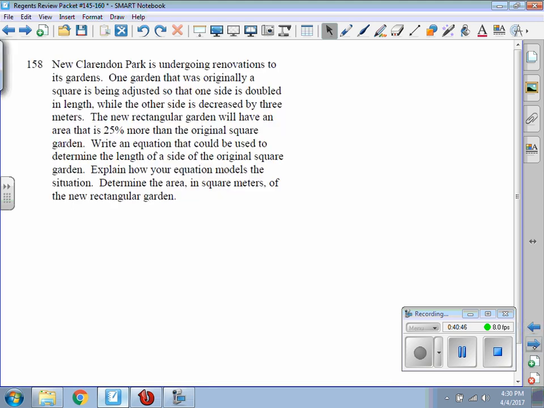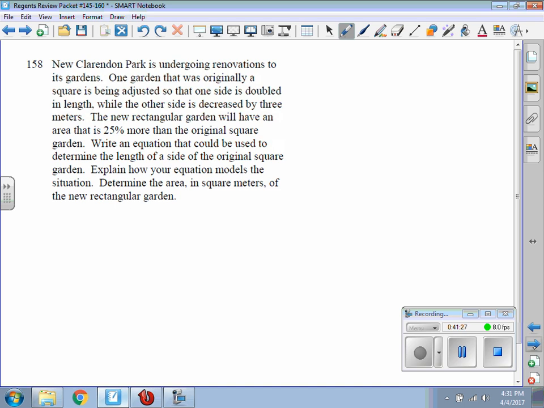So 158, down below 160, it says, the new Clarendon Park is undergoing renovations to its gardens. One garden that was originally a square is being adjusted so that one side is double its length, while the other side is decreased by 3 meters. The new rectangular garden has an area that's 25% more than its original square garden. Write an equation that can be used to determine the length of the side of the original square garden. Explain how your equation models the situation. Determine the area in square meters of the new rectangular garden.